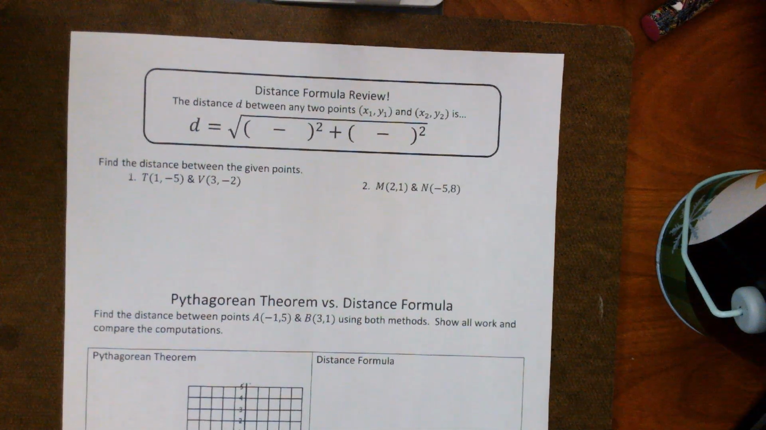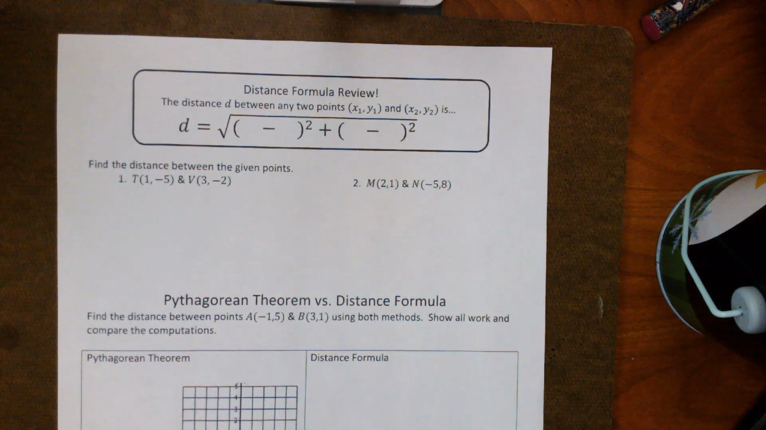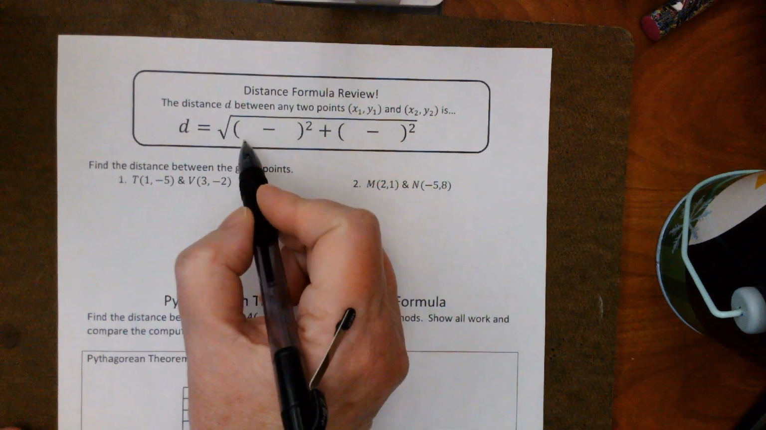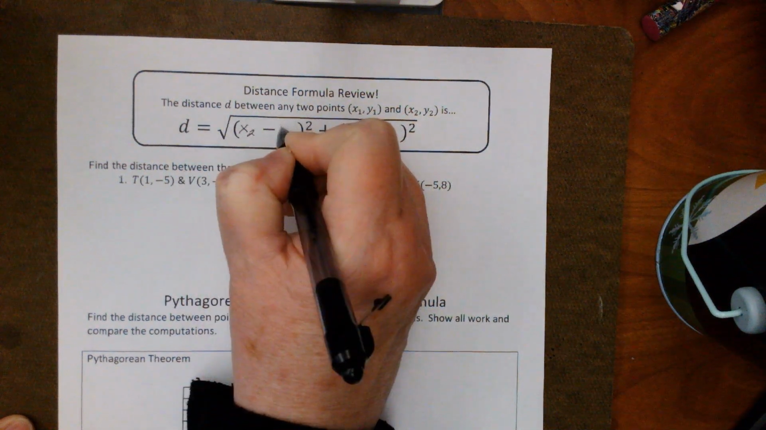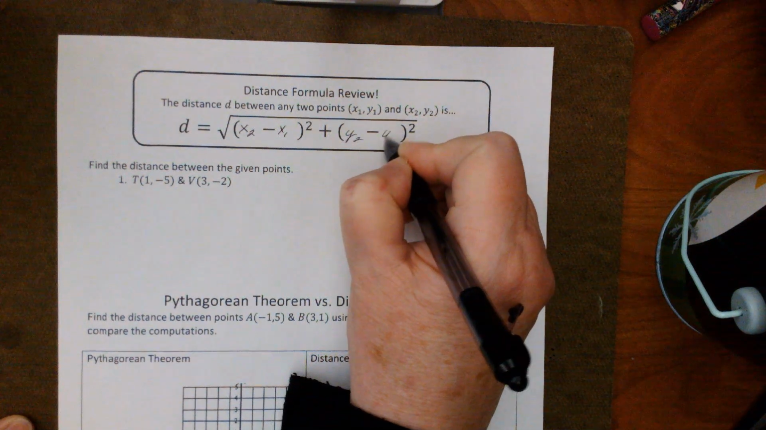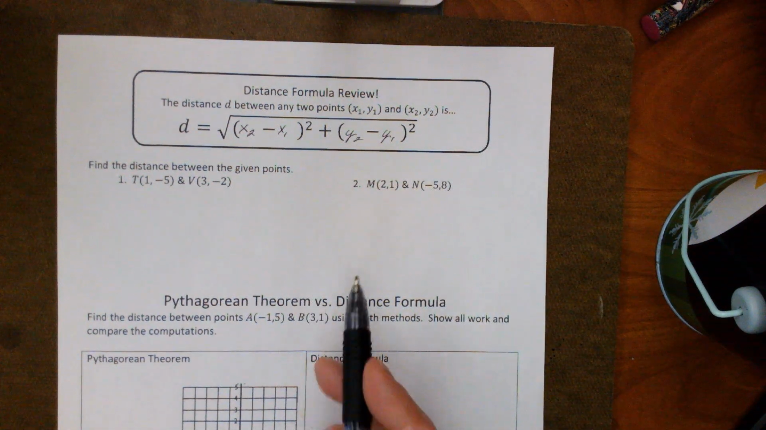Okay, this is the distance formula review. The distance d between any 2 points, (x1, y1) and (x2, y2), is d equals the square root of (x2 minus x1) squared plus (y2 minus y1) squared. Okay, so we're going to practice this.